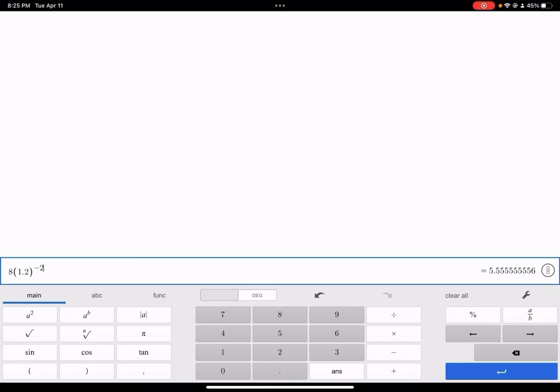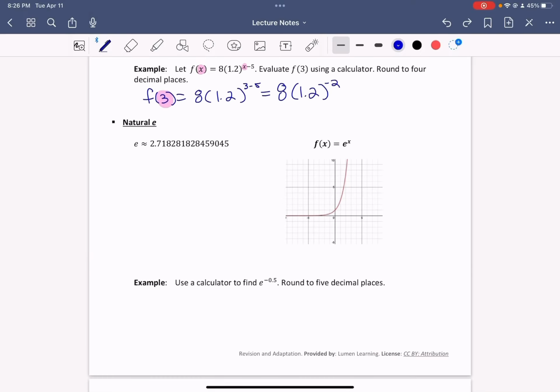And so I'm just going to take this number. And so that means my final answer would just be 5.5556. So you can see the on-screen calculator is going to be very helpful. So we'll just write that in here, 5.5556. Make sure you're rounding correctly.